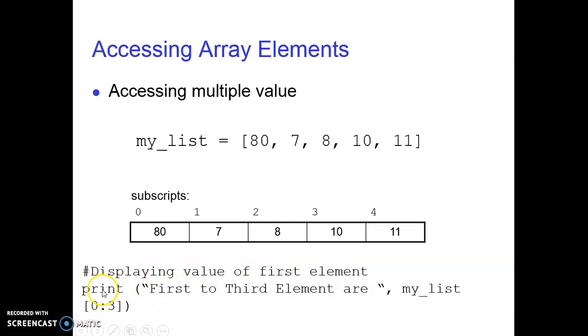Okay, you can see that to print the first to third elements, it is my list 0 to 3. Remember, this 3 will never be reached. That's why if you want to print the first 3 elements, the subscripts are 0, 1 and 2. That's why you put from the start 0 to the end 3 but never reach 3. It means it will go to 0, 1 and 2.